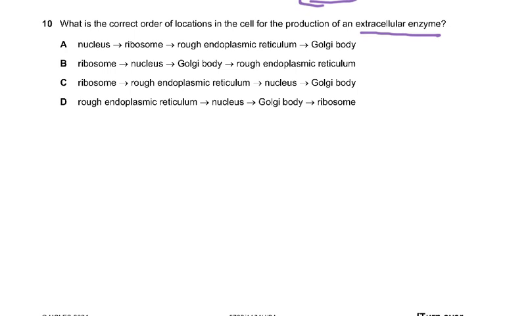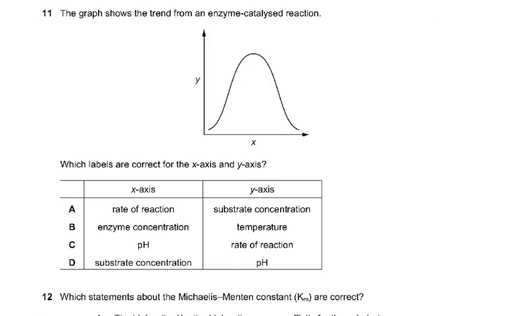The answer is A, nucleus, ribosome. First, in the nucleus there's going to be transcription, then translation on the ribosome, and this ribosome will be on the rough endoplasmic reticulum because it's an extracellular enzyme, and then it will go to the Golgi body, where it will be modified and then thrown out of the cell. So, exocytosis. Then question number 11, the graph shows the trend from an enzyme catalyzed reaction, X and Y.